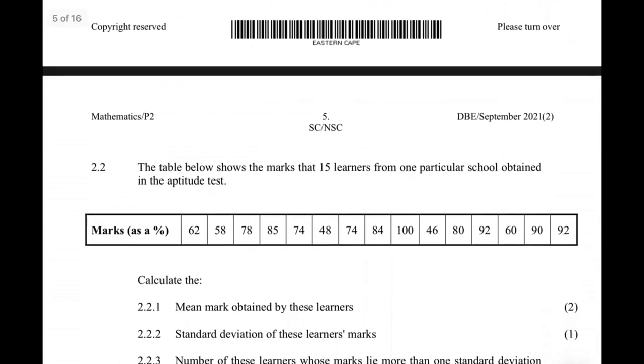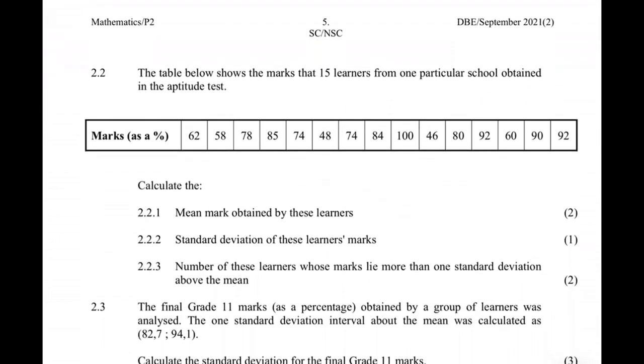Let's move to 2.2. 2.2 says the table below shows the marks that 15 learners from one particular school obtained in an aptitude test. The marks are given as a percentage. 2.2.1 says calculate the mean obtained by these learners. We know fully well that the mean, or the average, is equals to the total sum of the data divided by the number of the data points.